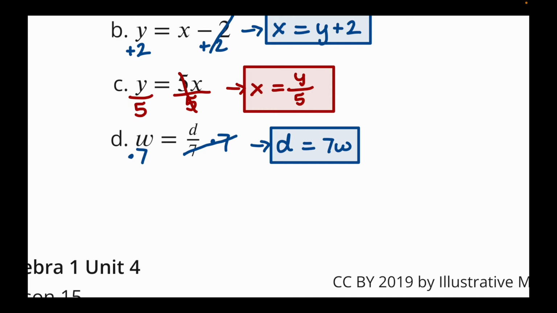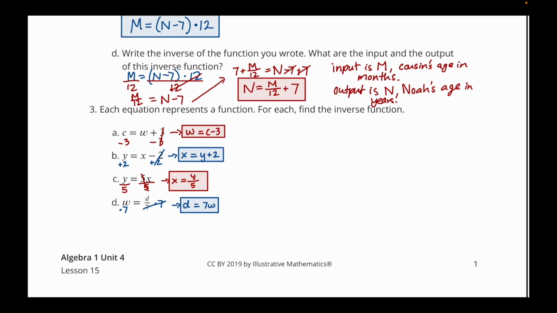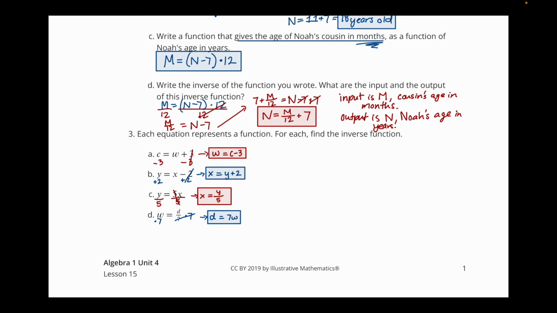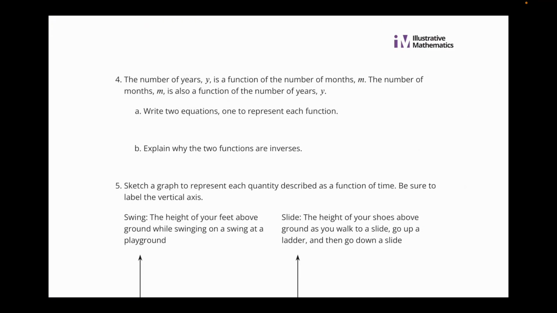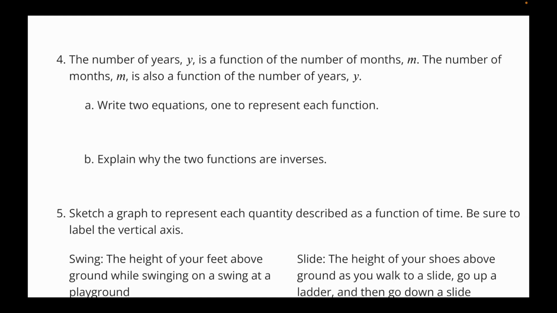And there we go. We have 4 little answers here. Hopefully I zoomed in enough that you could actually see the work. But yeah, and that's all of question 3. So if we move on to question 4, for me that's on the next page, we have years and months. So we're going to have the number of years y as a function of the number of months m.